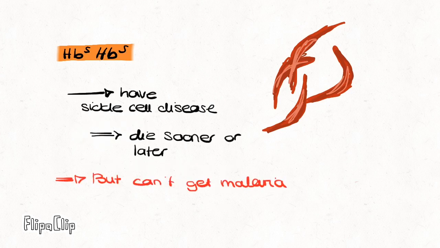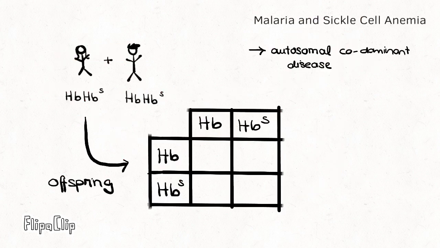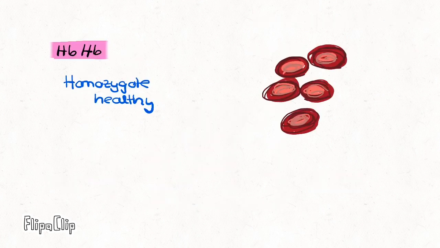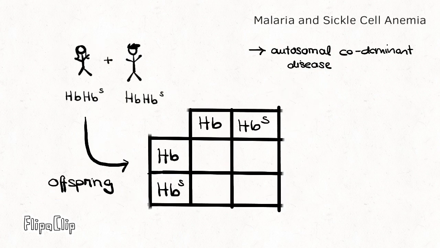However, they can't get malaria, because if the sickle-shaped cells are infected by the parasite, they die and the parasite is eliminated together with them. Another 25% will be homozygotes, and they are healthy, therefore they have no sickle cell disease. However, they are very susceptible to malaria, and the parasite can spread easily because the red blood cells aren't killed. Therefore, they are likely to die due to malaria.